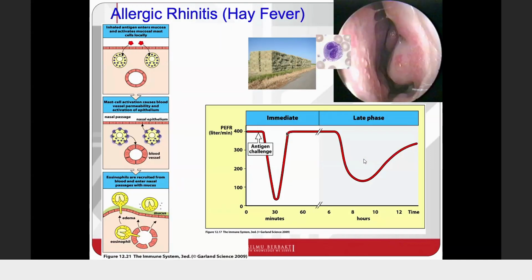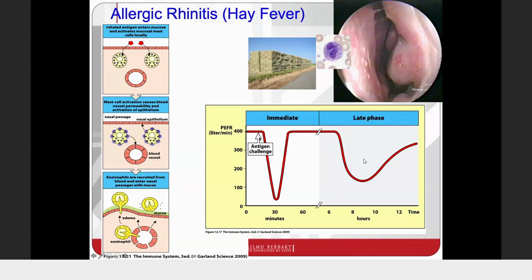So as I mentioned, there are immediate versus late phase reactions. Immediate is usually caused by the pre-made molecules. As you can see here, this is the air that was blown out. So there is an antigen challenge on this patient. These are peak expiratory flow rates. Basically you need to blow onto this chamber, like a tunnel, that will measure the amount of air that is flowing out.